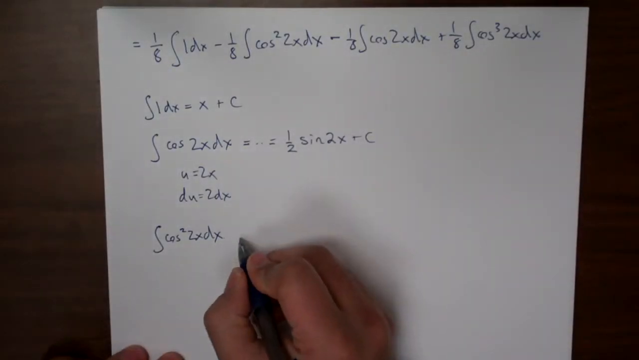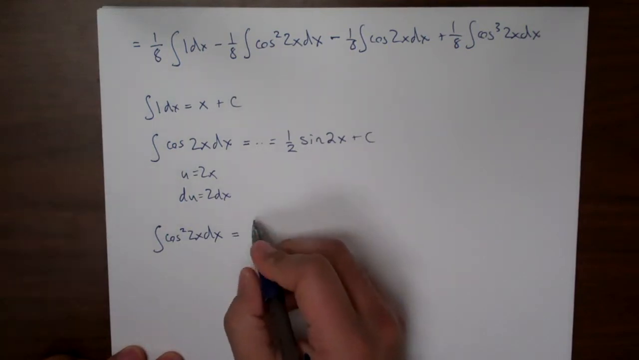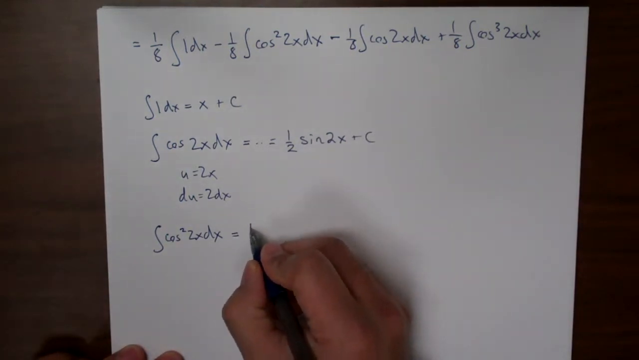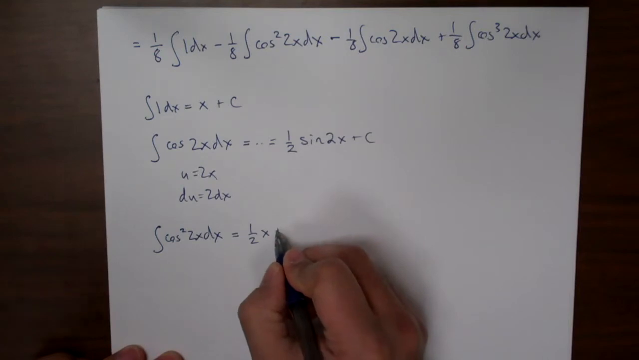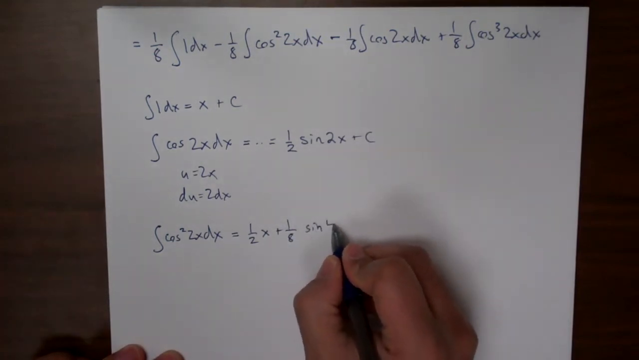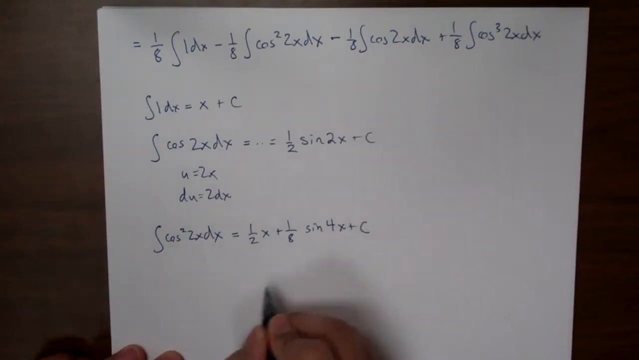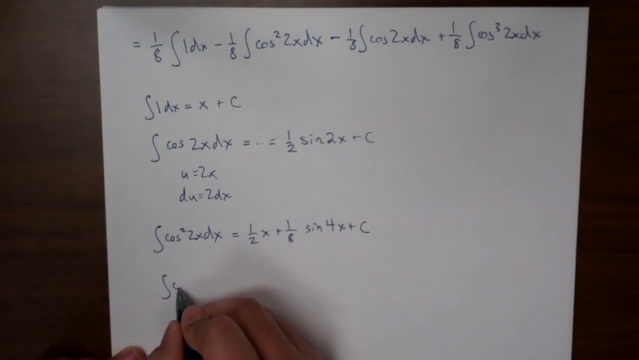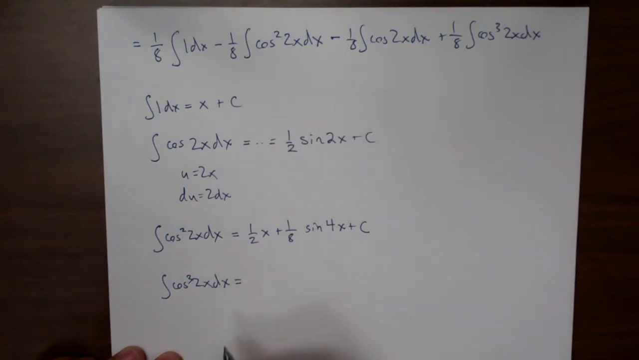Alright, so now we have the cosine squared of 2x. The integral of that ends up being 1/2 x plus 1/8 of the sine of 4x plus c. Next will be the integral of cosine cubed of 2x dx. Let's go ahead and work that out.